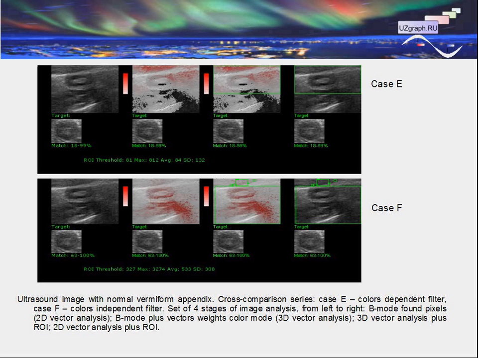And the last series is a cross comparison of images of different patients. The algorithm shows a high level of target detection.